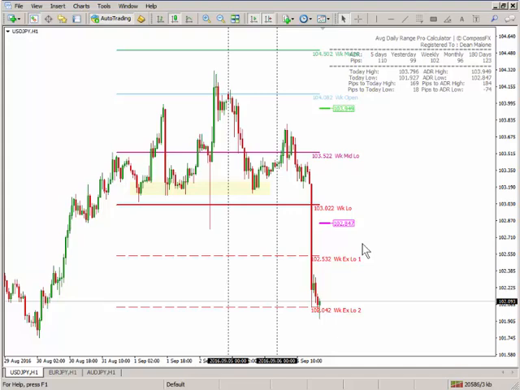Now, that's one way to look at using your Average Daily Range Pro Calculator, is use it as targets to where the market will trade to based upon a chart pattern or the trending direction of the marketplace. Let's look at another example.